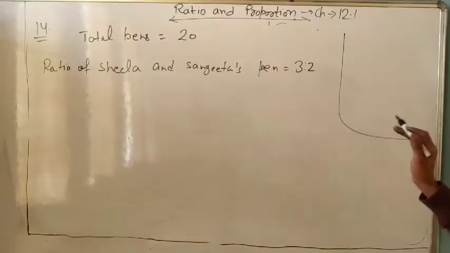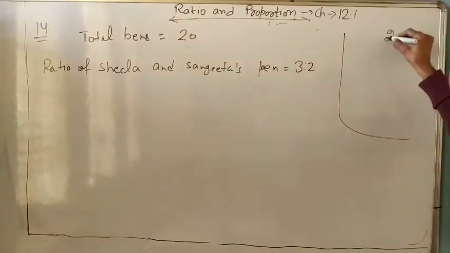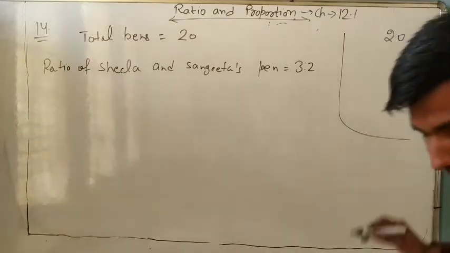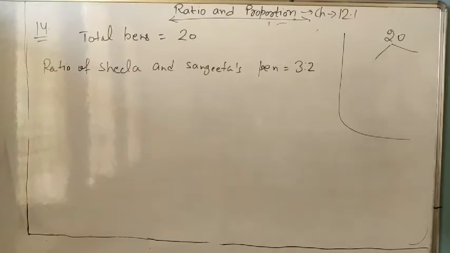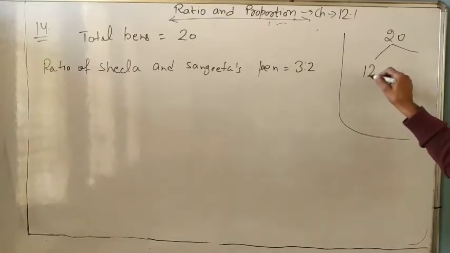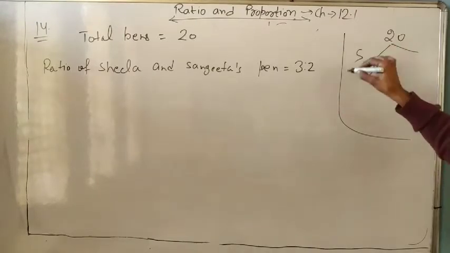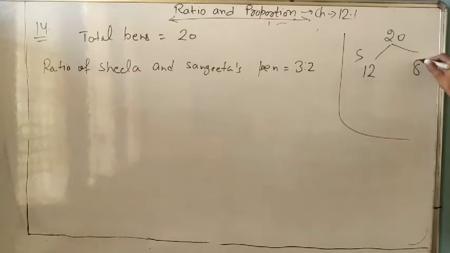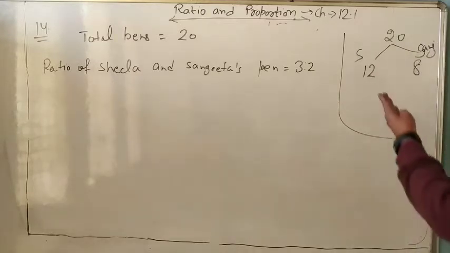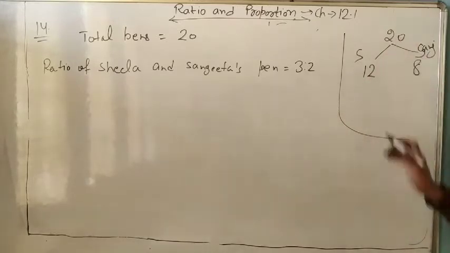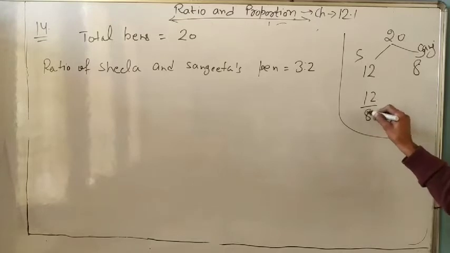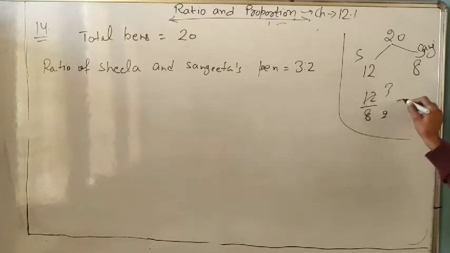It is a very simple example I am taking. If you have 20 pence, you can divide it so that Sheila has 12 pence and Sangeeta has 8 pence. It is 12 and 8 because 12 plus 8 is 20. So the ratio you will find is 12 divided by 4 is 3, 8 divided by 4 is 2. What is the ratio?